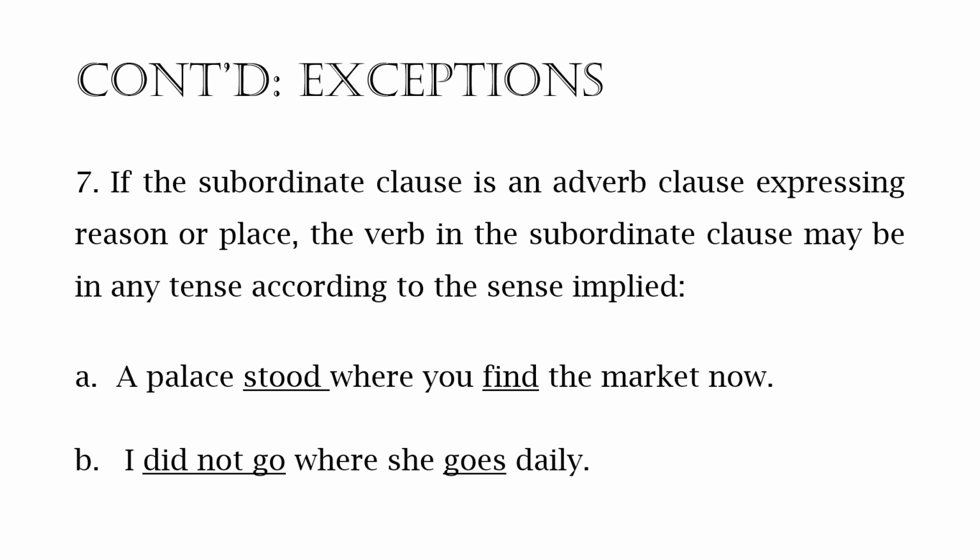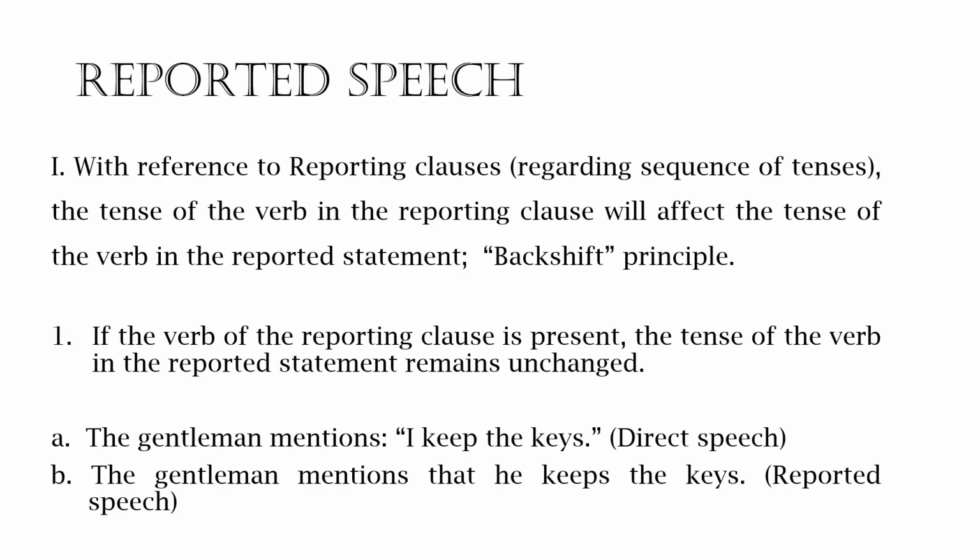If you look at the second one: He did not go where he goes daily. Did not go is in the past tense. "Where he goes daily" is the adverbial clause explaining where he has been going. And in that structure, we have the use of the present tense. Now, when it comes to reported speech, different forms are realized. The tense in the reporting clause will affect the tense of the verb in the reported statement, as expected in sequence of tenses, and that's what we refer to as the Backshift principle.